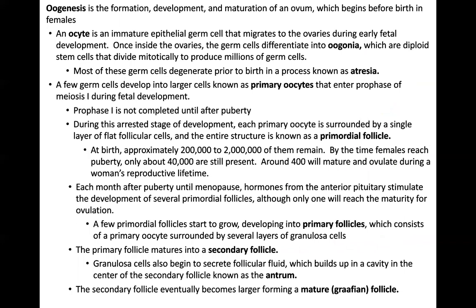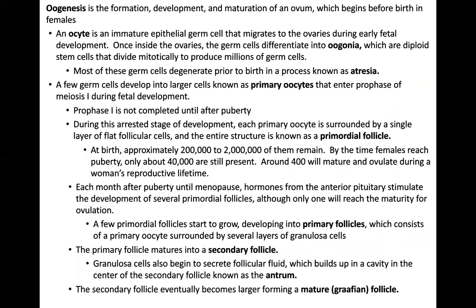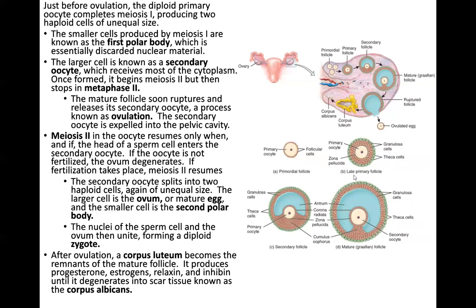That primary follicle then will mature into a secondary follicle. Okay. And this is where we see the space known as the antrum start to form, where the cavity, that antrum, fills with the follicular fluid. Notice though, from figure B to figure C at the center, we still see what's labeled as a primary oocyte. The secondary follicle eventually becomes larger and forms into that mature or Graafian follicle, which is what is shown over here on the far right, the biggest one.